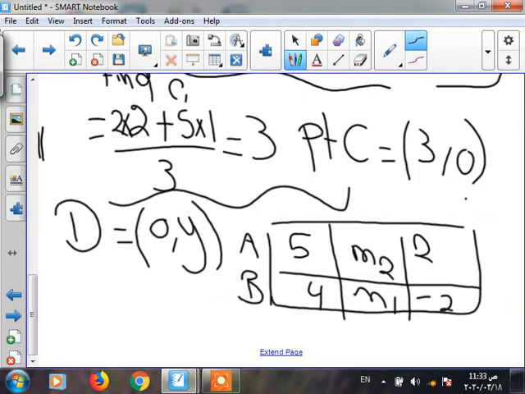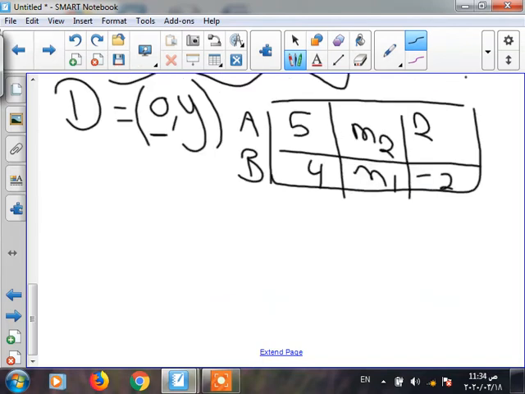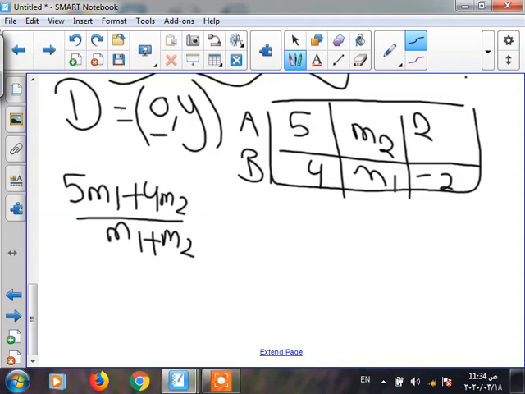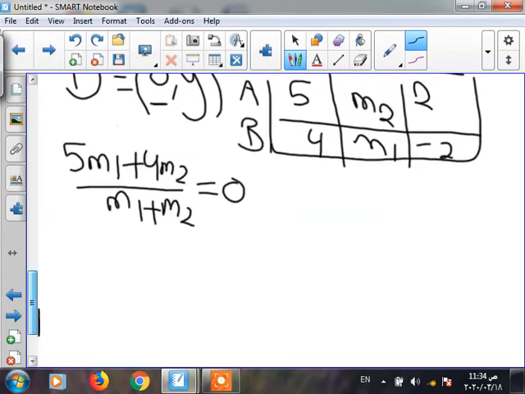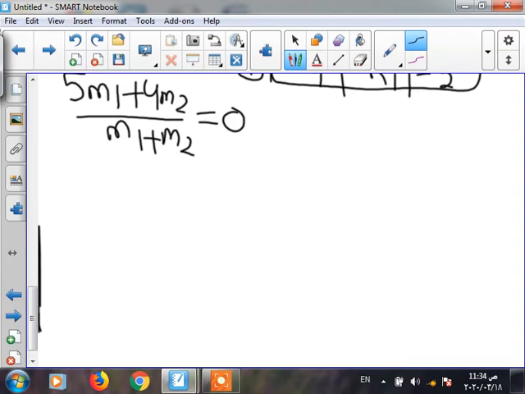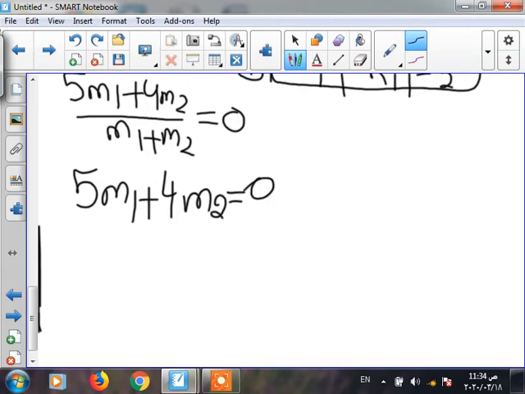Which part is going to be 0, the x part or the y part? The x part is going to be 0. And it will be 5M1 plus 4M2 over M1 plus M2. This is going to be 0, right? And then M1 plus M2 times 0 will be 0. So we have 5M1 plus 4M2, and this is going to be 0.